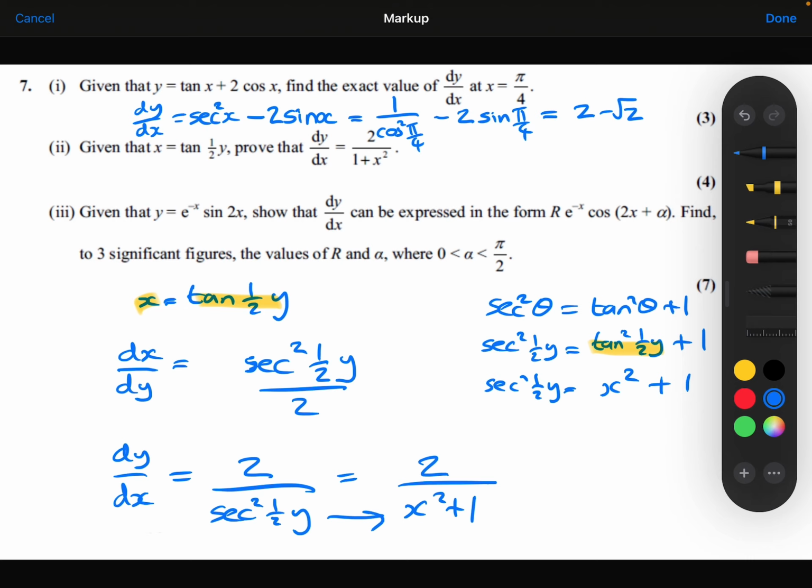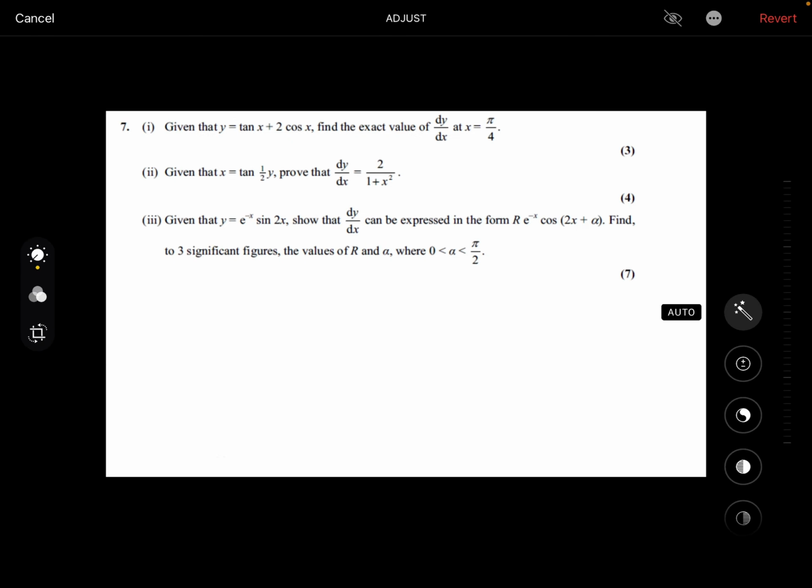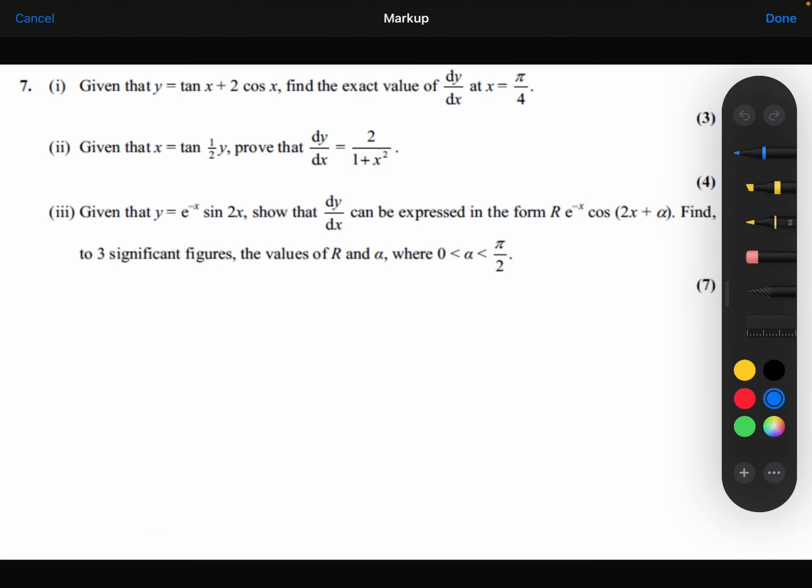Let's move to III now. A bit more room. Given that y equals e to the minus x times sine 2x, show that dy by dx can be expressed in that form. Right, so I need to differentiate this. I notice that it is a product. We've got the e to the minus x, and we've got the sine 2x. So we're going to have to use the product rule to differentiate this.